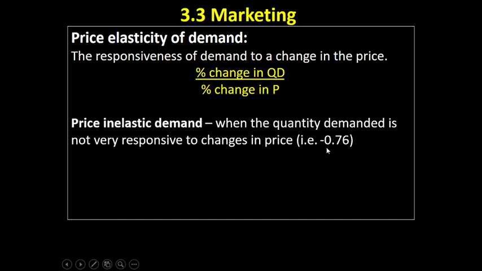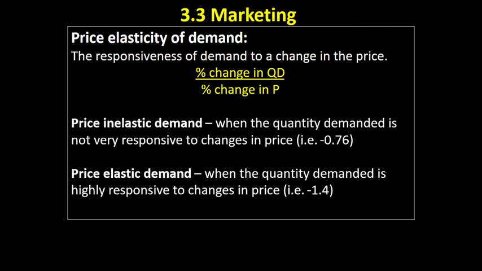And it would be represented by a coefficient, once you've put in the figures to the calculation, of a number starting minus 0 point something. If it's minus 0 point something, that signifies that the quantity demanded is changed by less than the price, and therefore the quantity demanded is not that responsive to changes in price.